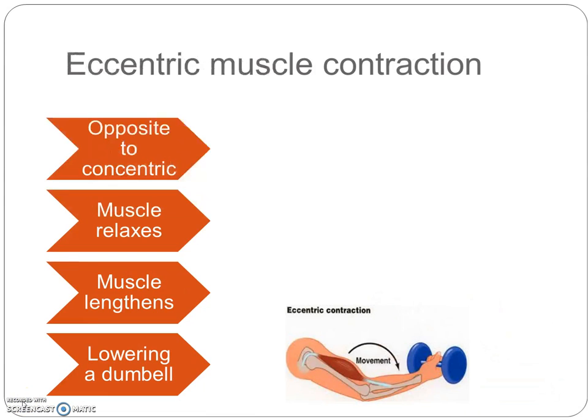The second type of muscle contraction is an eccentric muscle contraction. This is the opposite to a concentric muscle contraction. Within this type of contraction, the muscle relaxes and lengthens. An example of this could be a bicep curl, but instead of looking at bringing the dumbbell up to your chest, the eccentric muscle contraction happens as you lower the dumbbell back down to its original position, because the muscle lengthens to allow this movement to happen.